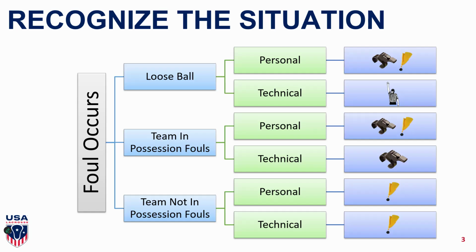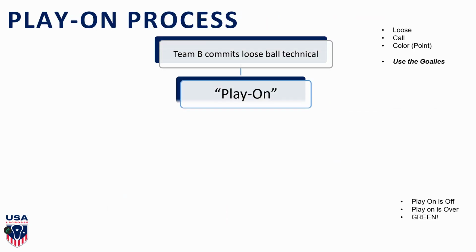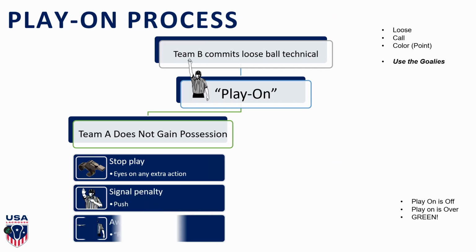Again, we have three outcomes in that technical foul. We either have a whistle, as we said, if the team that has possession commits the technical foul. We have a play on if it's loose, or if the team without possession, we throw a flag, and it is the same as a personal foul. And then we get into, again, our play on situation.